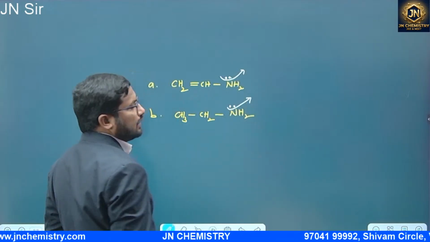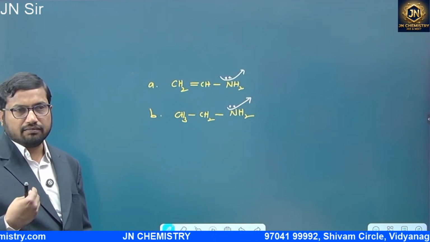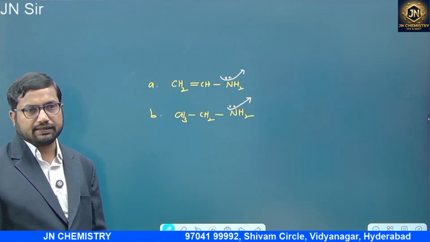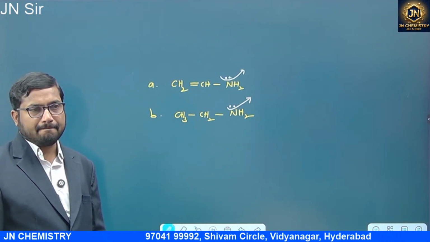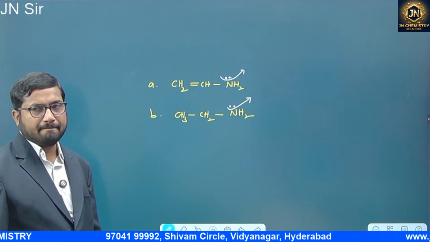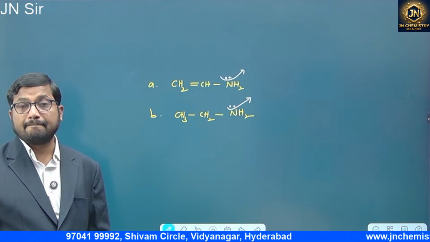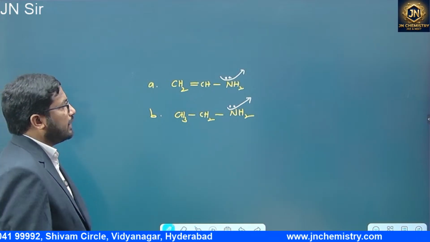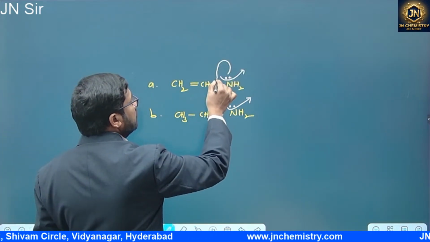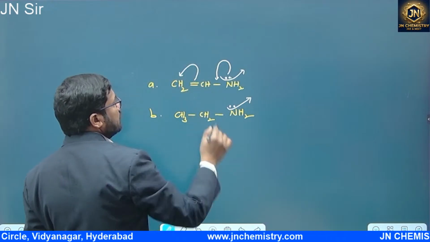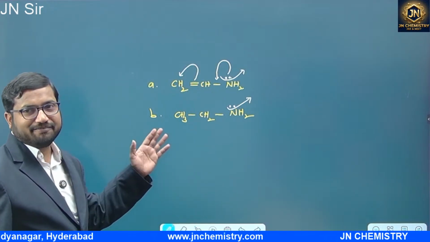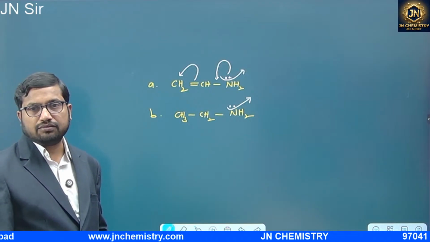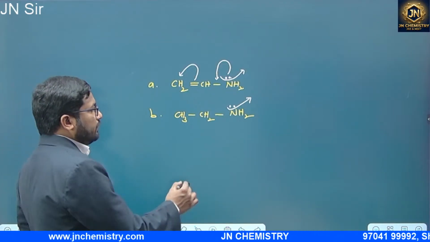Basic nature means it has to donate electrons, right? The more it donates electrons, the more basic it is. In these two cases, which is more basic? B is more basic. In A, the lone pairs are participating in resonance, so they are occupied, busy. But in B, they are free. There is no resonance. So B is greater than A.